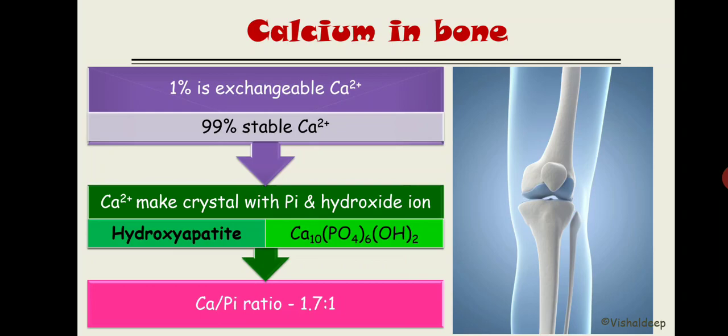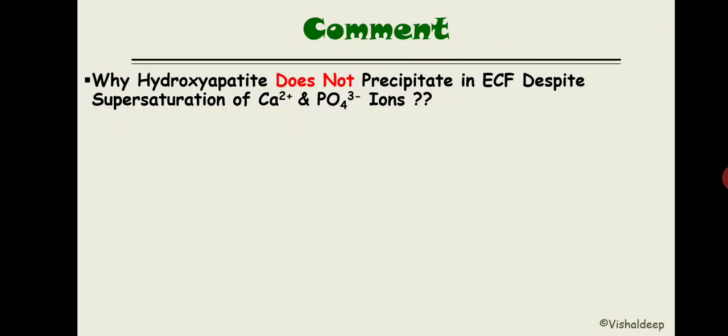Now there is one question that might be asked from this slide that I recently came across in the book by Sircar. Why does hydroxyapatite not precipitate in extracellular fluid despite supersaturation of the calcium and phosphate ions present inside the plasma?